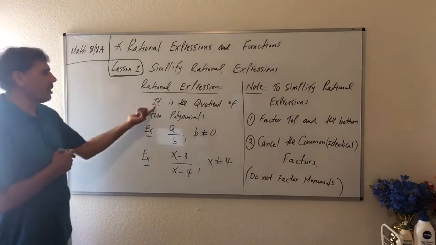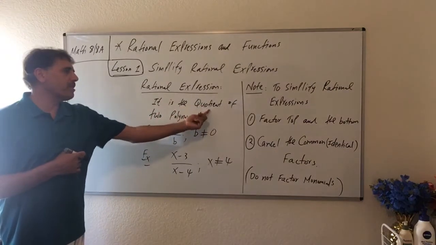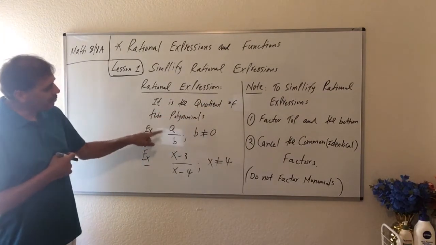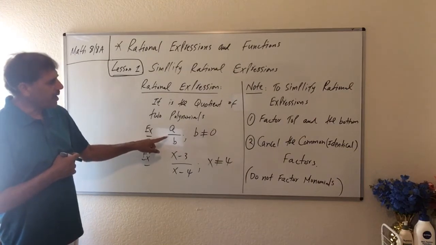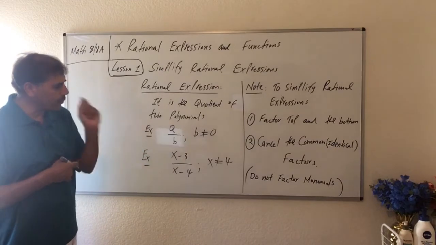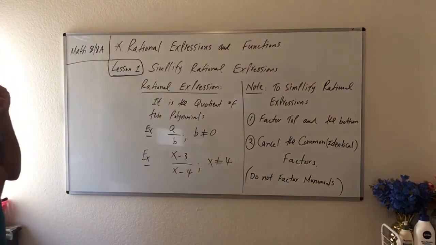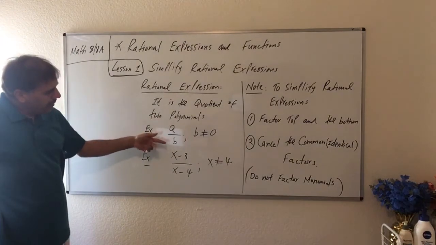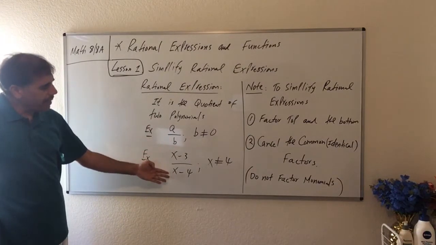So, the definition is it is the quotient, meaning the division of two polynomials like this, a over b. And we also know in the fraction the denominator cannot be 0, because at b equals 0 the whole thing will be undefined. And it could be monomial divided by monomial. It could be binomial divided by binomial.